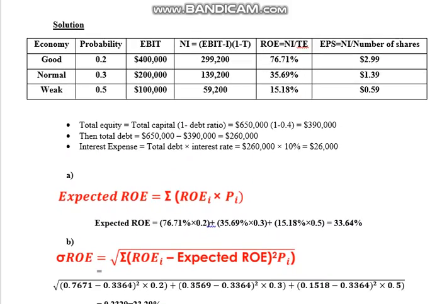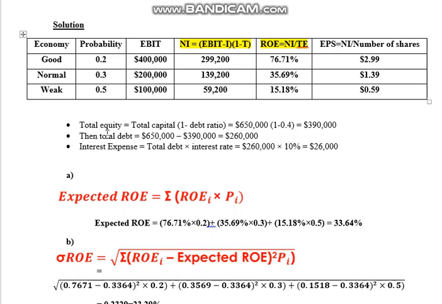So to solve this problem, first of all, in order to calculate ROE, we know that ROE is the net income over the total equity. The net income is the EBIT, which is given, minus the interest, times 1 minus the tax rate. In order to calculate the interest, we know that the interest is equal to the total debt times the interest rate. So first we need to calculate the total debt.